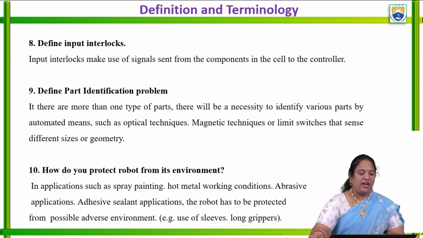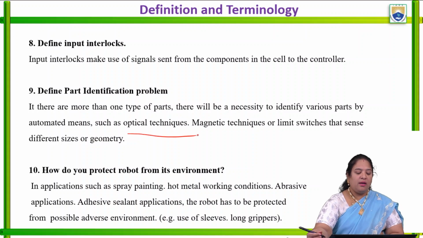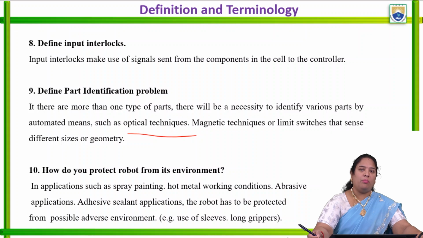Next, define part identification problem. What do we mean by part identification problem? It is nothing but, when there is one type of the parts, there will be a necessity to identify various parts by autonomous means such as optical techniques. Right? We need to identify the parts, the part identification problem. That can be done with the help of optical techniques.